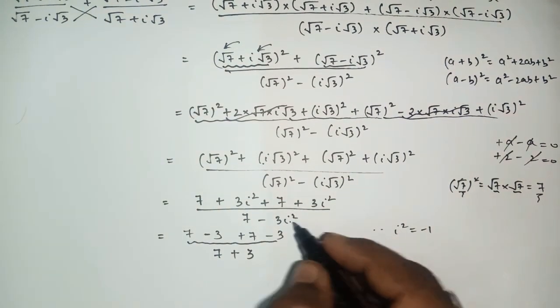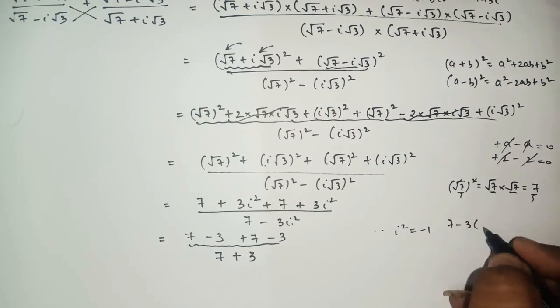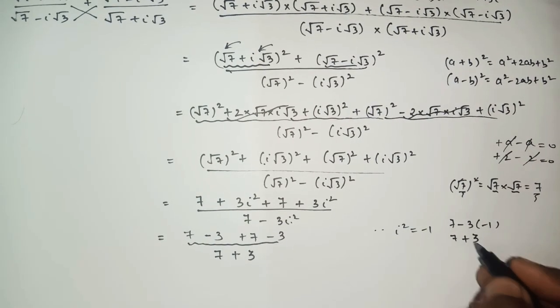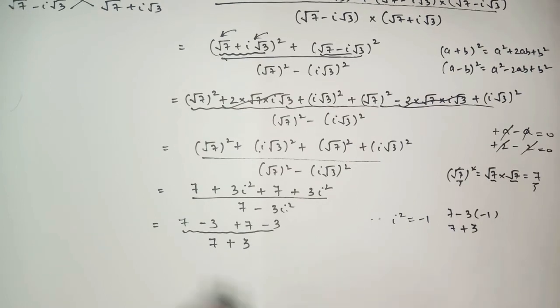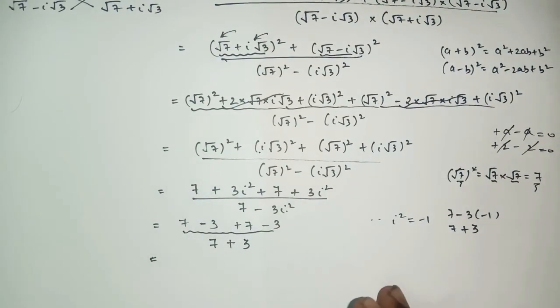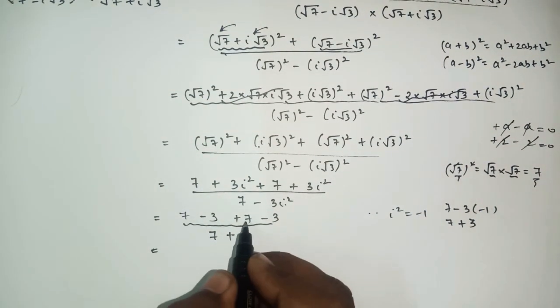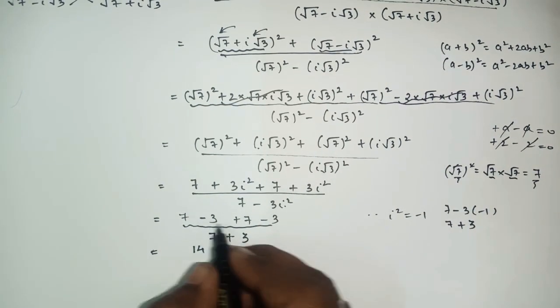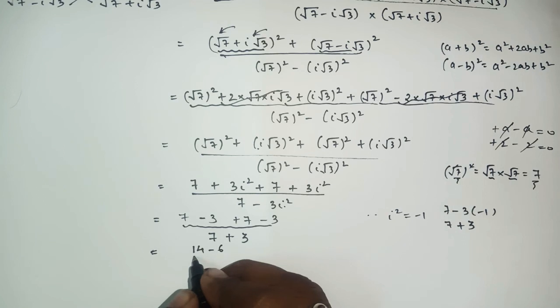Or else substitute the value first. So this will be 7 minus minus plus 3, one side is 3. Still you will get the same answer. Yes or no? It is up to you. So here 7 plus 7 is 14, minus 3 is minus 6.